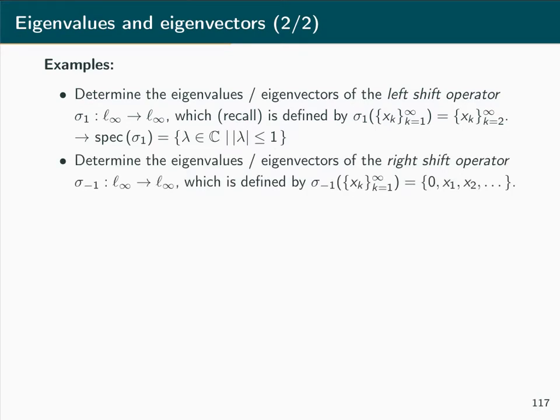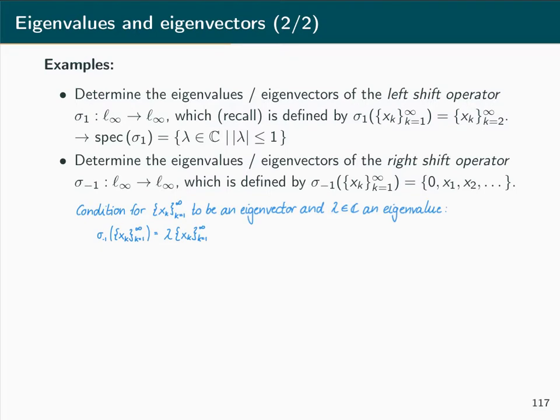And next, we also want to determine the eigenvalues and eigenvectors of the right shift operator, sigma -1, which maps from L infinity to L infinity, and which is defined, as we remember from the previous chapter, as sigma -1 of a sequence equals the sequence that's defined by a0 as the first element, and then followed by all the elements of the sequence.